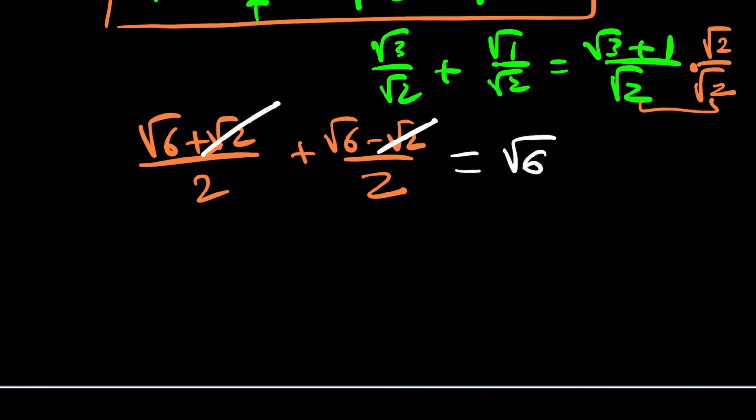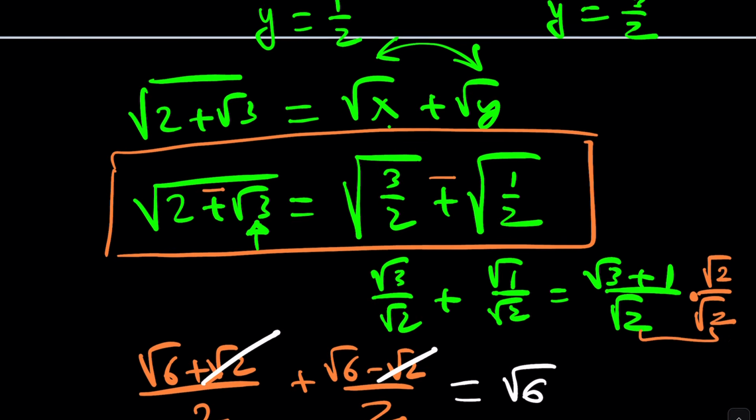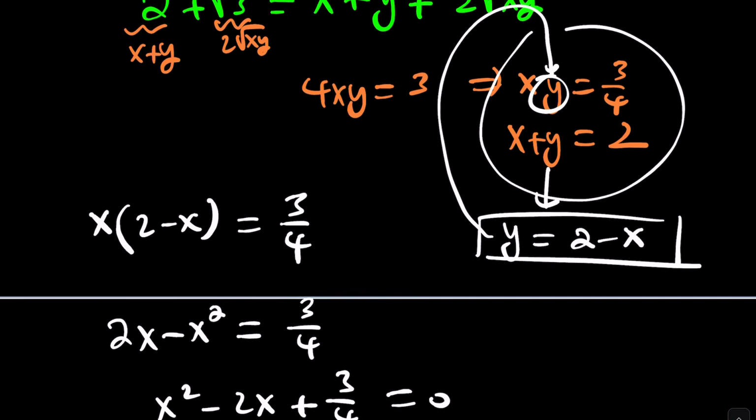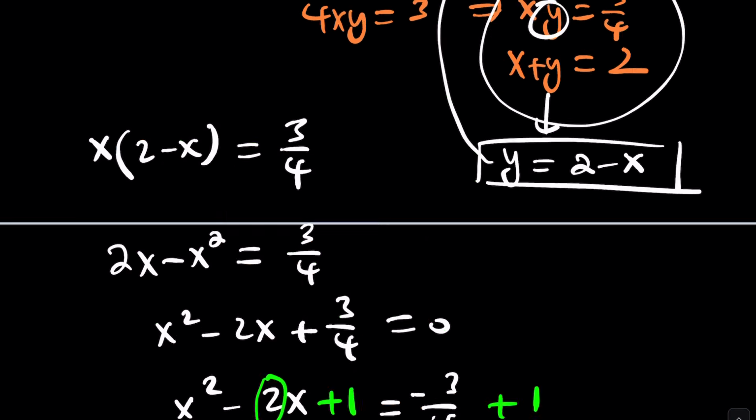The square root of 6, the exact value is the square root of 6, okay? So that's the answer, but that's a lot of work, don't you think? Of course, you could also approach it slightly differently, like, okay, I can take this, and instead of writing it as square root of x plus square root of y, I can also think of it this way.